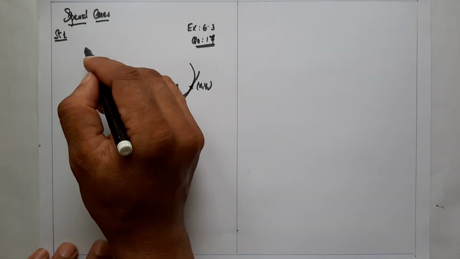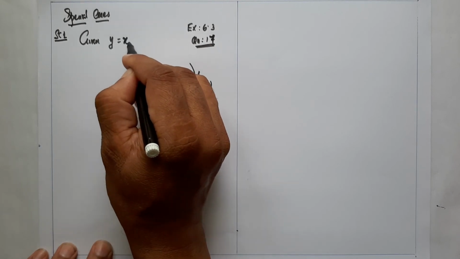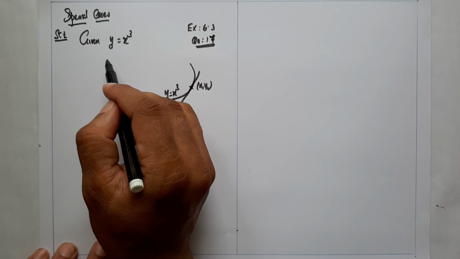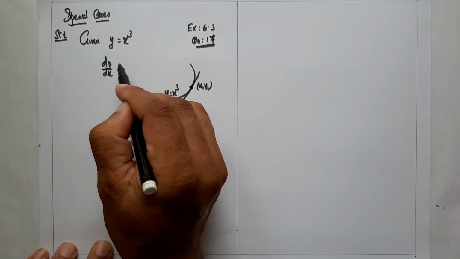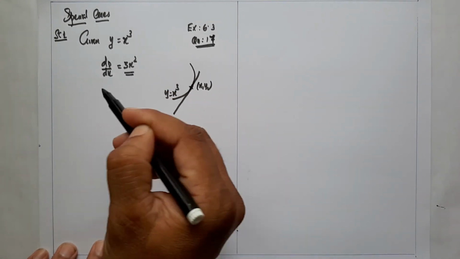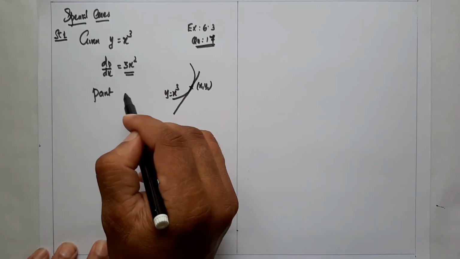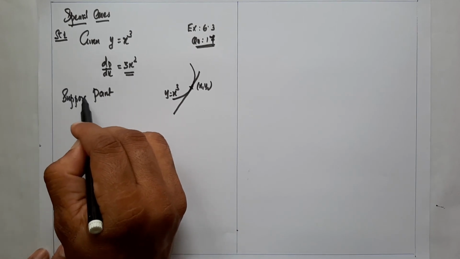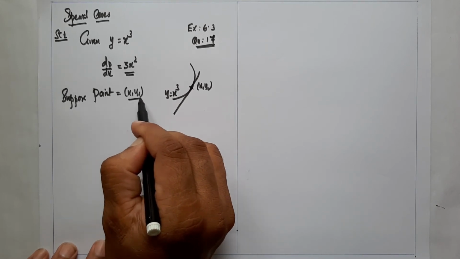First of all, given the curve is y is equal to x cube. First we find the slope of the tangent. Before finding the slope, dy by dx is equal to 3x square. Now the required point, you don't know what is the point x and y. So suppose the point is equal to x1, y1.